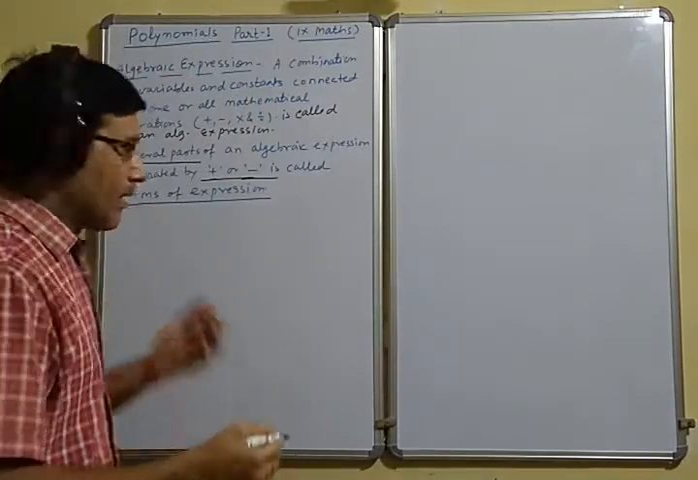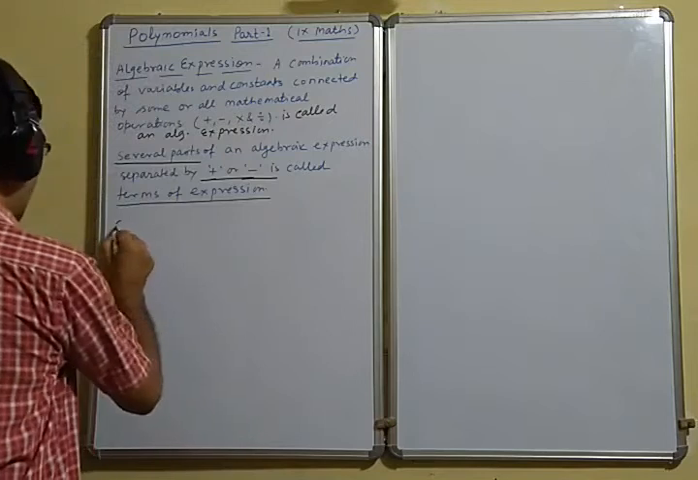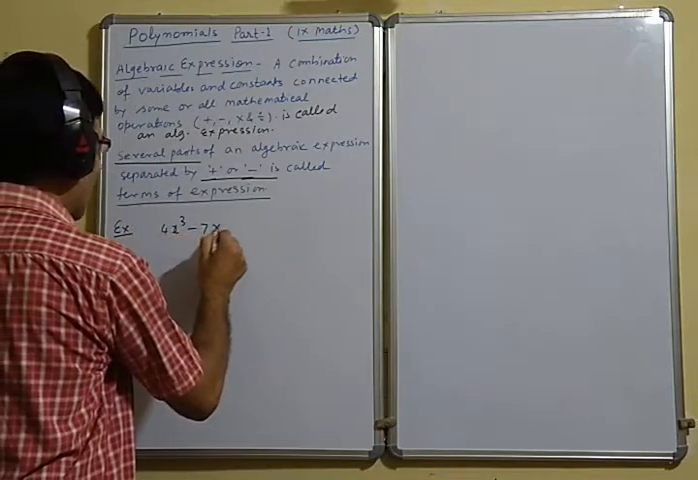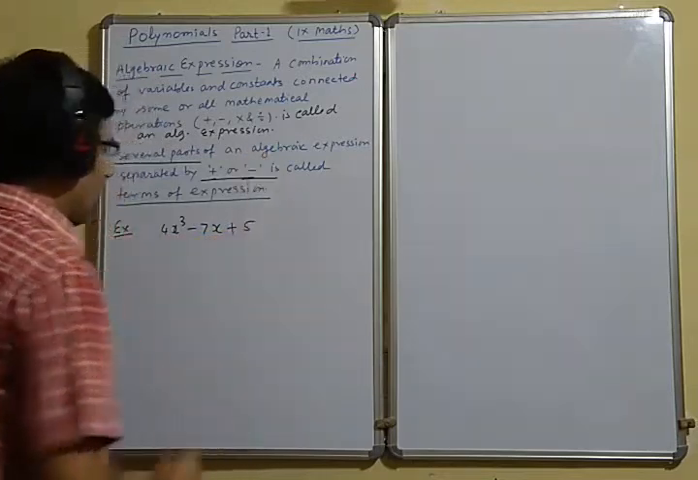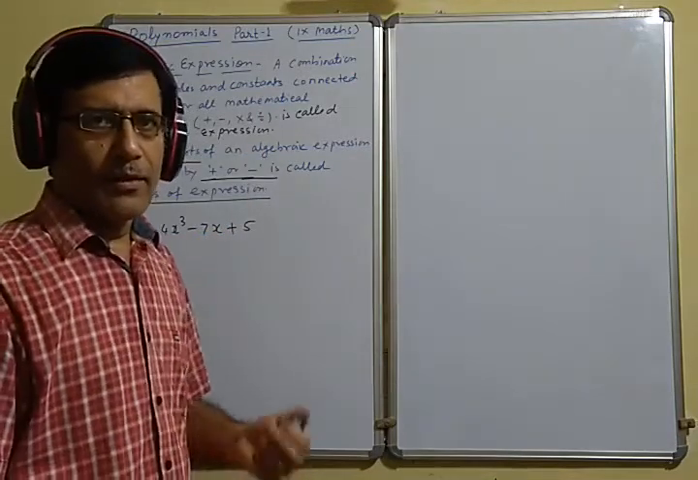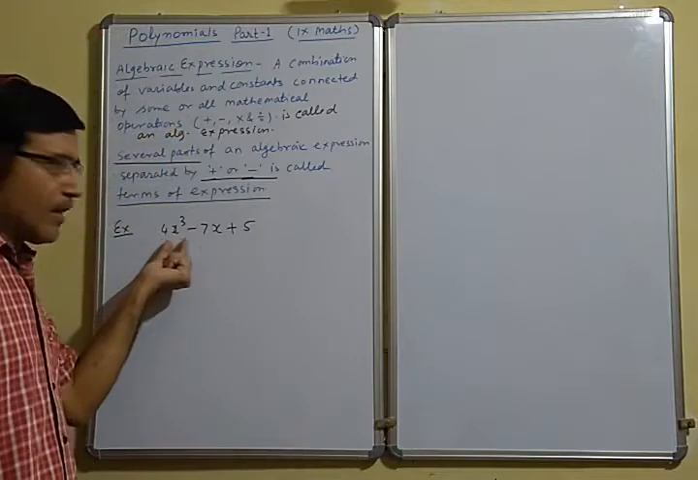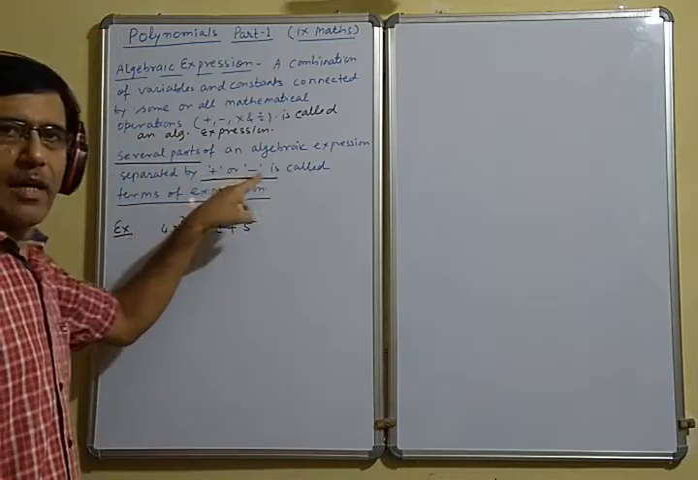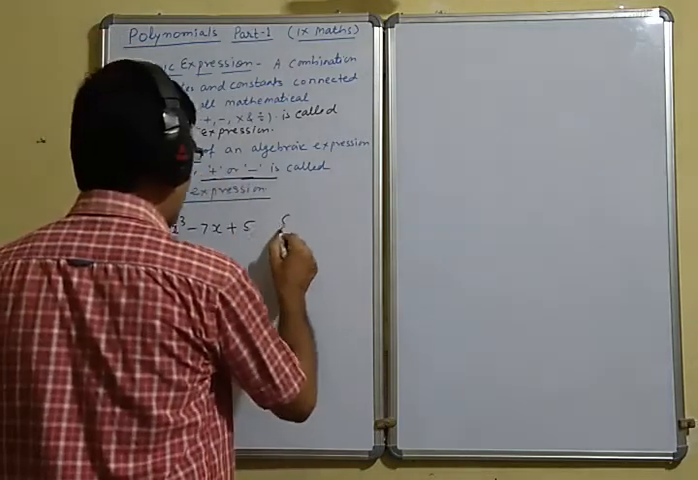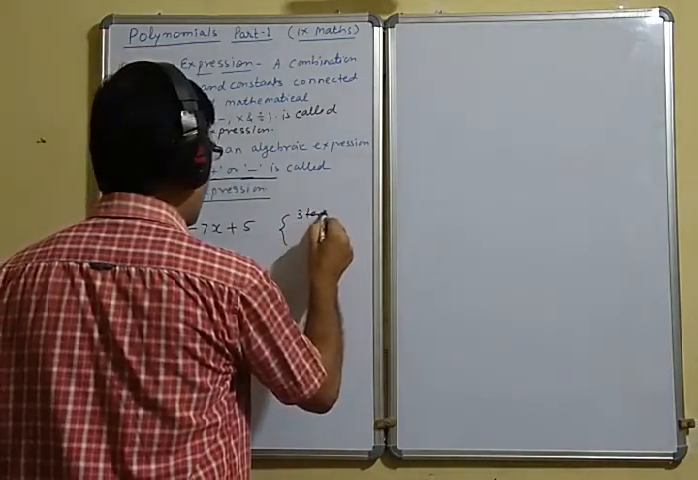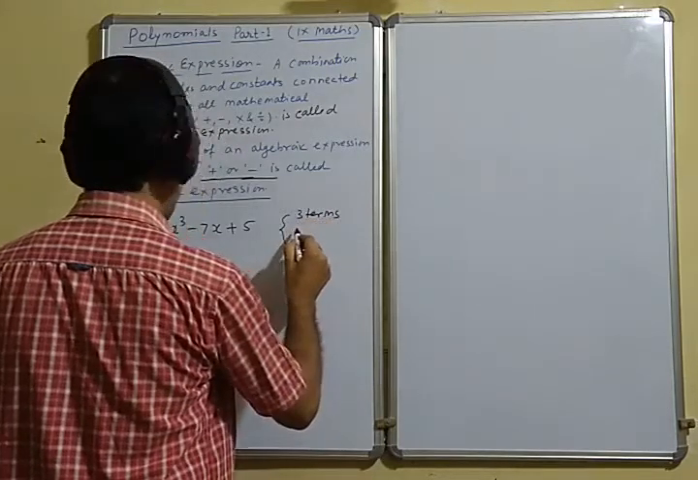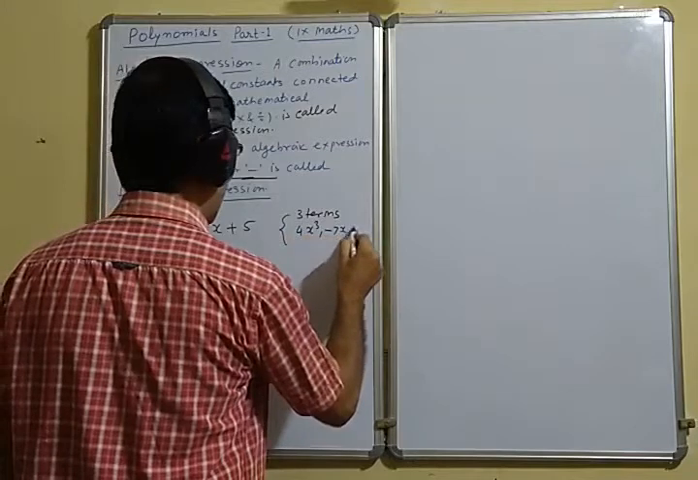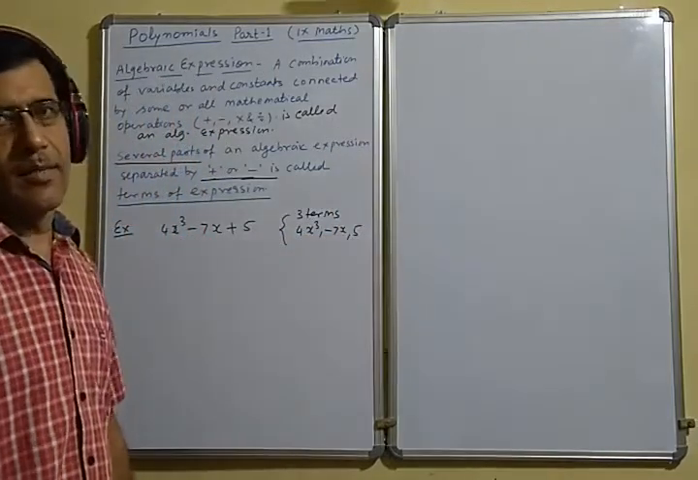Now let us see some examples. For example, 4x cube minus 7x plus 5. How many terms are there? There are first term, second term and third term, separated by plus or minus. It has 3 terms: 4x cube, minus 7x, and 5.